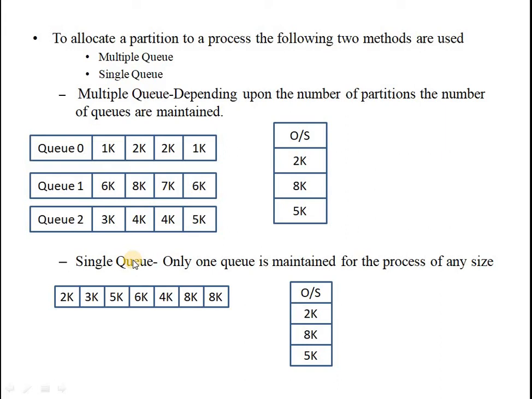In a single queue, only one queue is maintained for processes of any size. Depending upon the first fit, best fit and worst fit strategy, the processes from the single unified queue are allocated to any free partition. Here, all sizes of memory, the 2K, 8K and 5K, require only one queue. In the same example, we required multiple queues, but in a single queue we require only one queue.